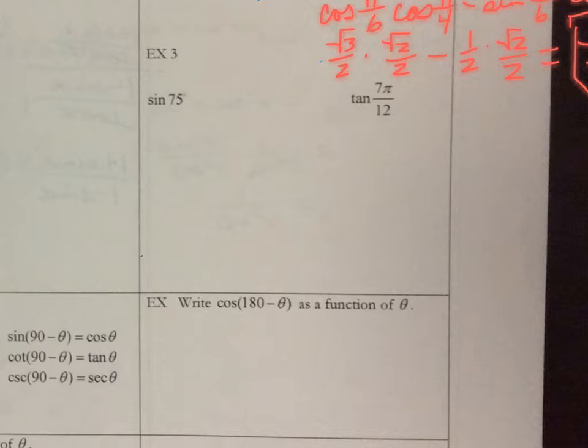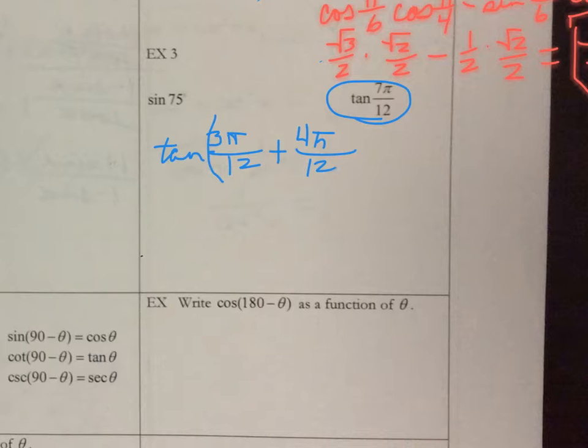Okay, well let's do this tangent one. To make 7 pi over 12, I'm going to try 3 pi over 12, which would reduce to pi over 4, plus 4 pi over 12, which would reduce to pi over 3. So that should get us somewhere. So we're going to take the tangent of pi over 4 plus pi over 3.